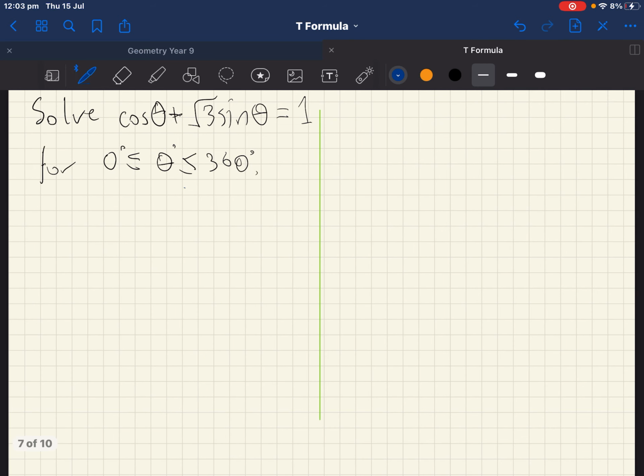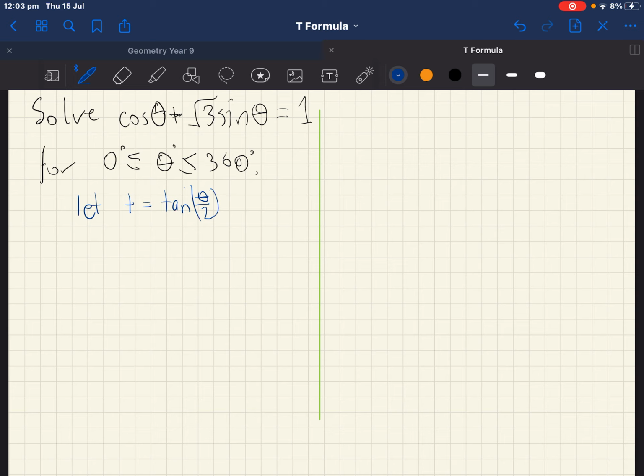So this one here is slightly harder. We're trying to solve this equation here. Cos theta plus root 3 sine theta is equal to 1. The domain's set to the same. Let's go ahead and solve it. So starting off with our substitution, we're going to let t equal tan theta on 2 in this case.